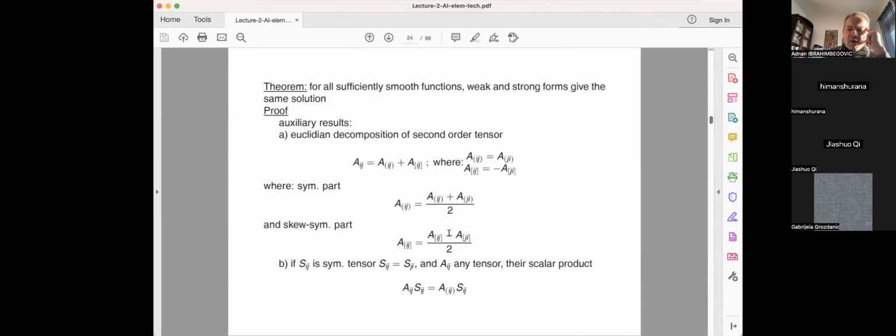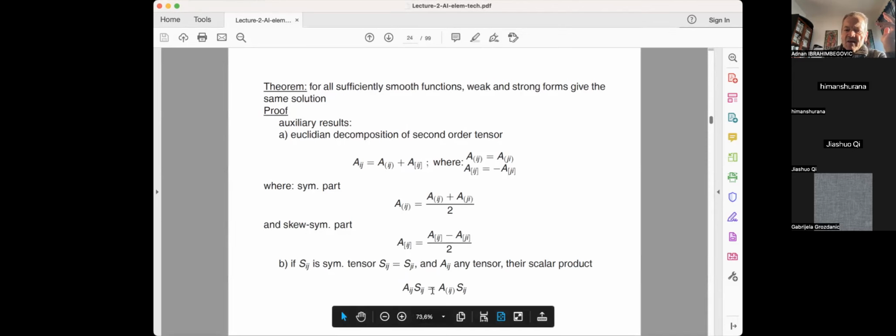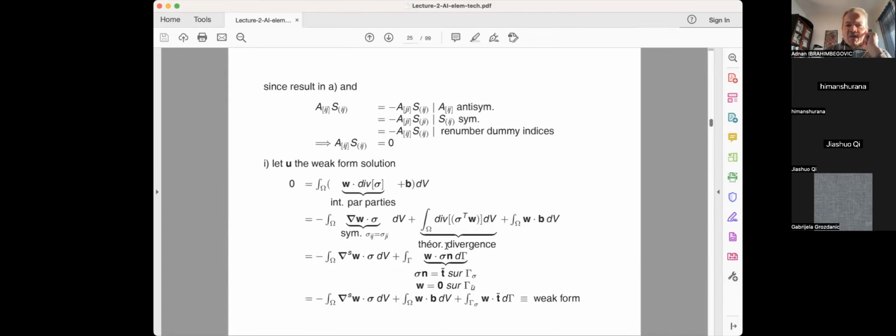And then you multiply this by a symmetric tensor. So basically, it reduces only to a scalar product between the symmetric part of A and S. The skew-symmetric part is automatically eliminated because of this property that the transpose of this is equal to minus itself, so they cancel each other conveniently, and you're left only with the symmetric part. This is shown here in more detail.